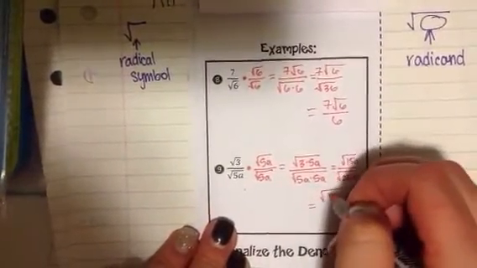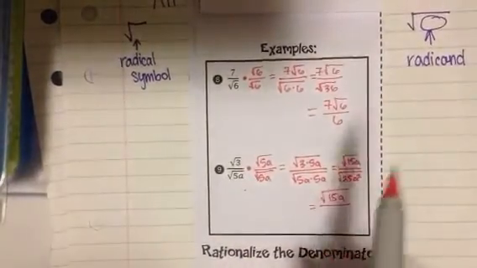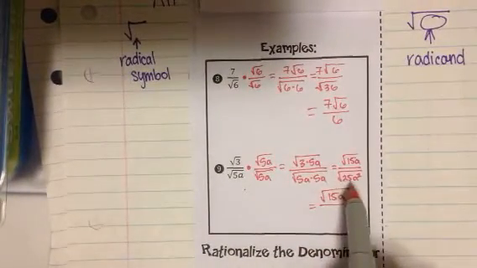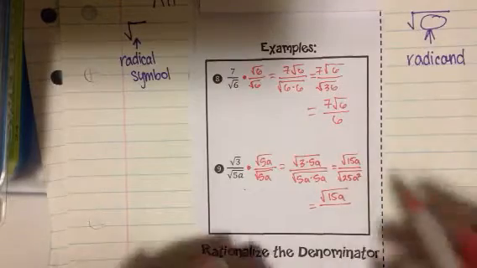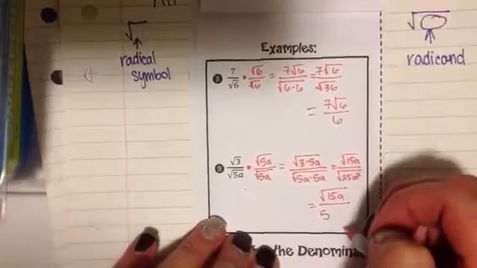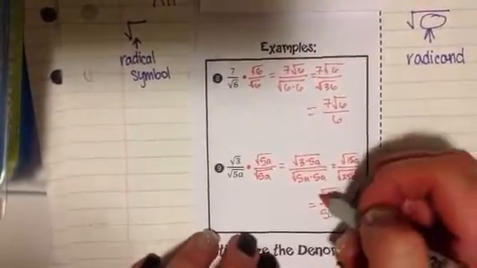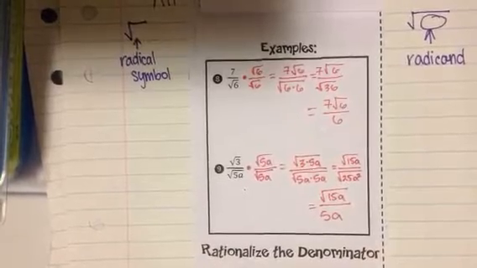So we have square root of 15a on top. Well, let's look at the denominator now. 25 is a perfect square, and so is a squared. The square root of 25 is 5, and the square root of a squared is a. That is our simplified answer.